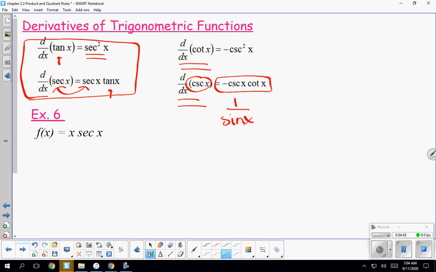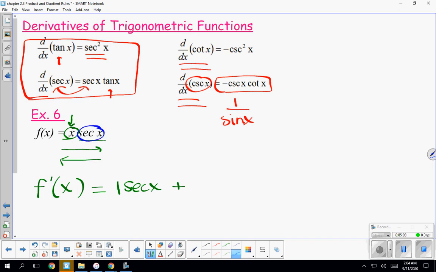Okay, so example 6. Again, here we do have to use the product rule because we are multiplying 2 functions of x. If this was a constant, we would not need to do that. So we're going to go left to right. For my derivative, I'm going to take the derivative of x first, which is 1, and then the secant of x just drops down. I'm going to add because this is the product rule, and now I'm going to go back the opposite way. So now I'm going to take the derivative of secant x, which is secant x tangent x, and then I'm going to drop down that second term.